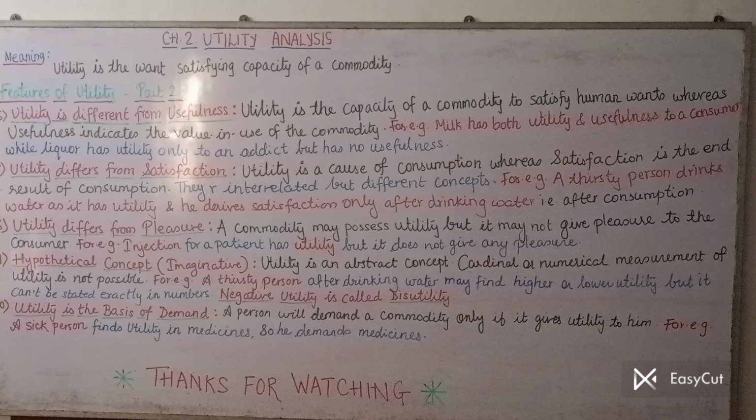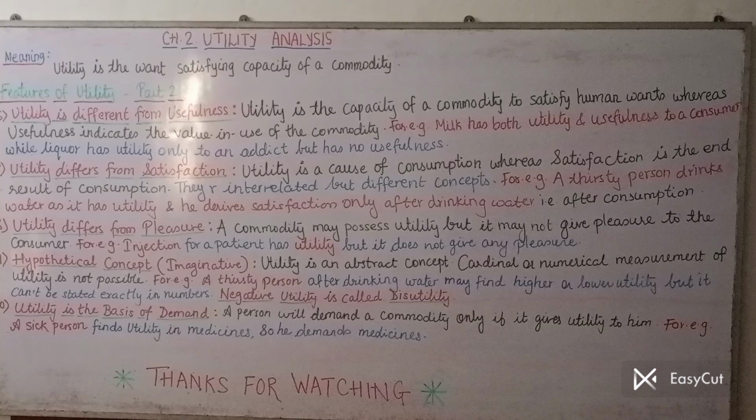So continuing from yesterday's lecture, feature number 6, utility is different from usefulness. See, having utility and whether the commodity is useful to us or not are totally different concepts. Now, what is utility? Utility means want satisfying capacity of a commodity. So, if a commodity is able to satisfy our want, we say that commodity has utility. Fine, that aspect is clear. But what about usefulness? Sometimes what happens is the commodity has utility, but it is not useful. Usefulness means value in use of the commodity.